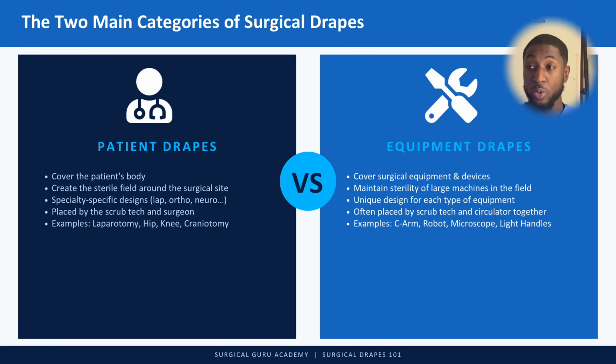Or another example would be the robotic arms on the Da Vinci robot. I typically put those on my own. However, it's so much easier when you have a nurse that will help you do that. So examples that we have on the slide are C-arm, robot, microscope, and light handles. Also, light handles help you move around the light when you are doing surgery.